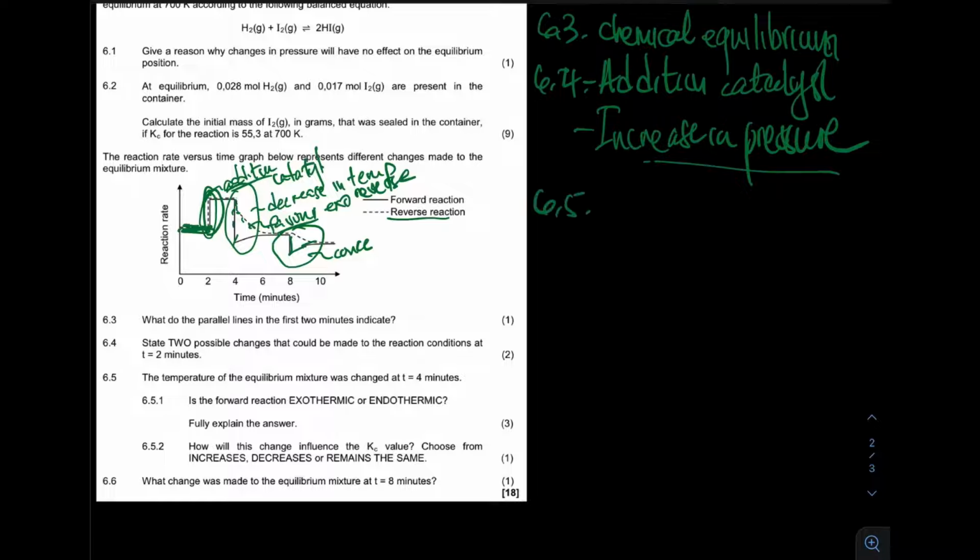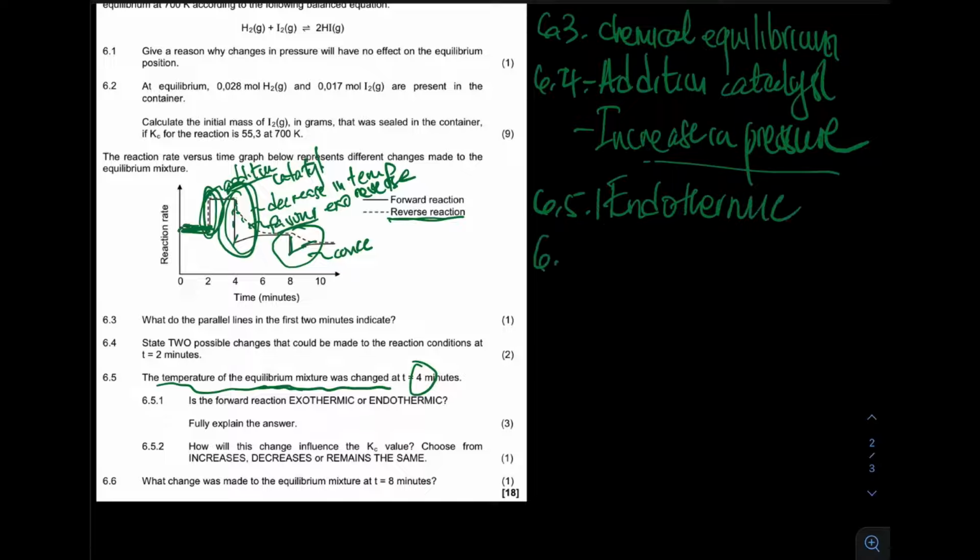But the definite one that has happened there is the addition of catalyst. 6.5 says the temperature of the equilibrium mixture was changed at T4. As I've mentioned, at T4 there was a temperature change. Now 6.5.1 asks: is the forward reaction exothermic or endothermic? Remember, I said the reverse is exothermic. So the forward will be endothermic.